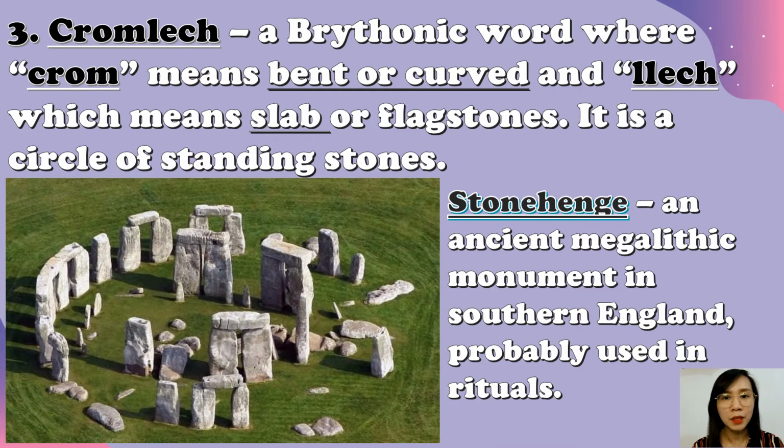And the last kind of megalith stone is called the cromlech. Cromlech is a Brythonic word where crom means bent or curved, and lech means slab or flagstones. It is a circle of standing stones. As you can see in the picture, cromlech stones ay parang combination ng menhir at dolmens, pero they are in a circular form or paikot ang pagkakapwesto ng mga bato. This structure in the picture is called the Stonehenge. This is an ancient megalithic monument in southern England, probably used in rituals.